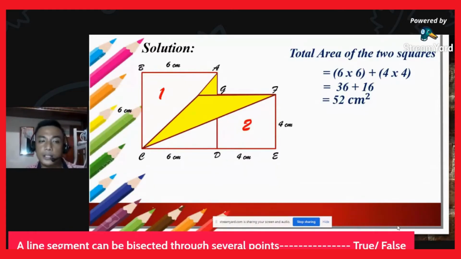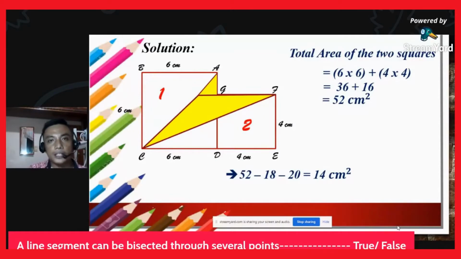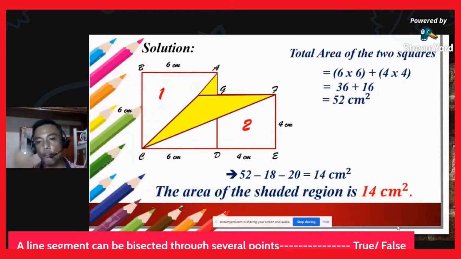What are we going to do with this? We're now going to subtract the areas of triangle ABC and triangle CEF from the area of the two squares. So we have 52 minus 18, the area of triangle ABC, minus 20, the area of triangle CEF, which gives us 14 square centimeters. Therefore, we could now say that the area of the shaded region is 14 square centimeters. Did we arrive at the same answer?